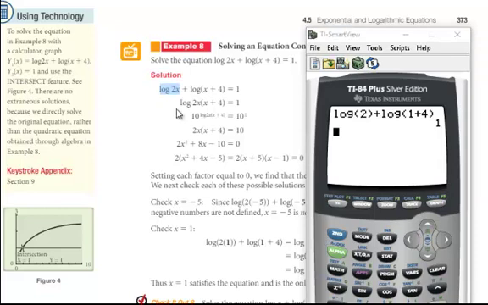Let's see what happens when I plug in the other solution, -5. I ought to have log of 2 times -5. That should not work because that's the logarithm of -10, plus log of -5 plus 4. That also should not work because it's the logarithm of -1. Let's see what happens. And indeed, yes, non-real answer. If I changed my calculator to complex numbers, it would actually do it, but we're going to stay with real numbers here for now. So logarithms of negative numbers are not possible.